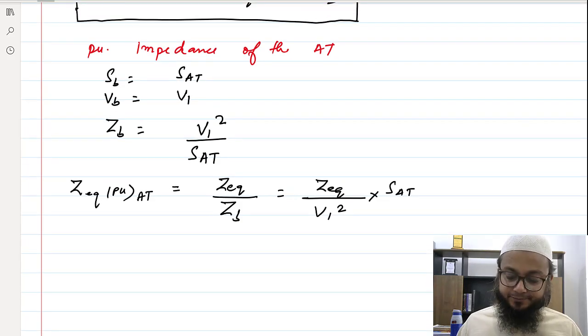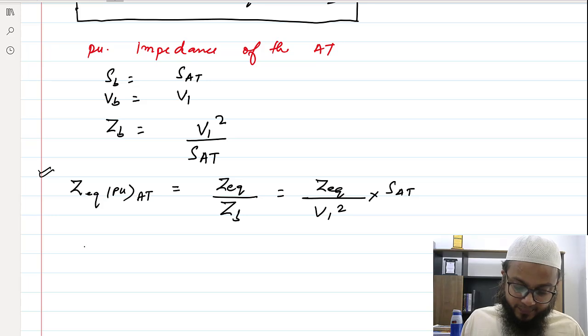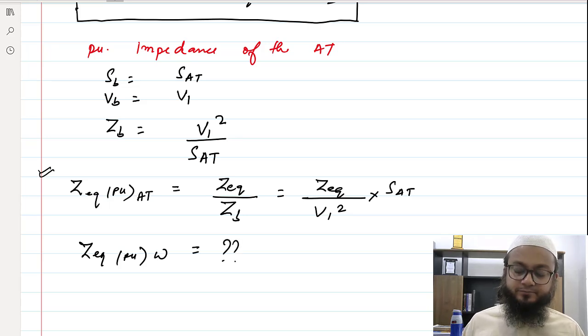Now let's say I want to compare this impedance, the per unit impedance, when the same winding, with the same number of turns, was used as a two winding transformer. What was the per unit impedance? We want to find this Z equivalent per unit when we were using it as a two winding transformer.